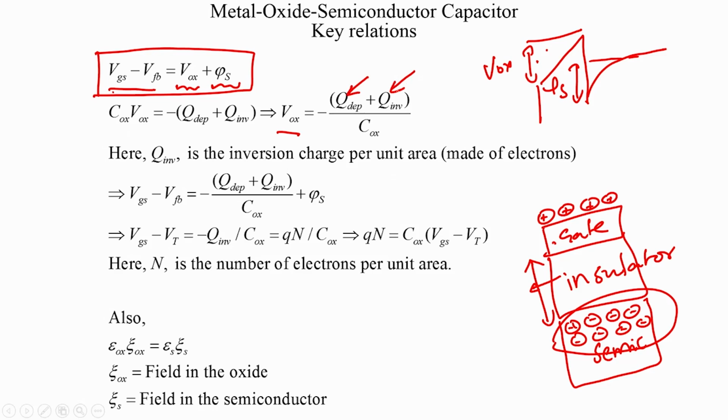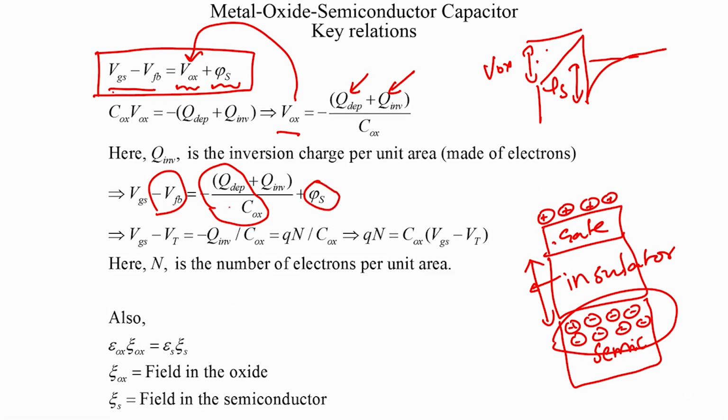By inversion charge you mean the electrons that have appeared at the interface, the inversion, the minority carriers. Okay. So, you have the depletion charge, you have the inversion charge divided by Cox is your Vox, and now we will substitute for this Vox here, and what do you get? You get Vg minus Vfb is Vox plus phi s. But we have already defined the threshold voltage, is not it? So, the threshold voltage is Vfb, it has the Q depletion by Cox and it has got the phi s term in it.